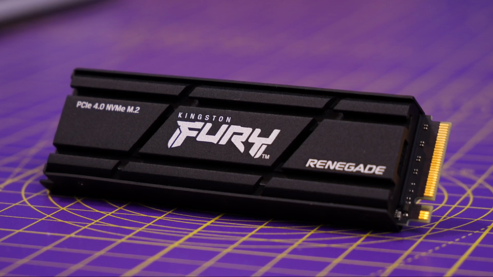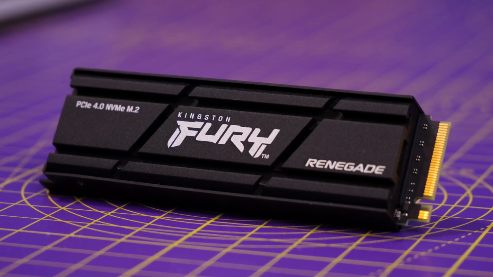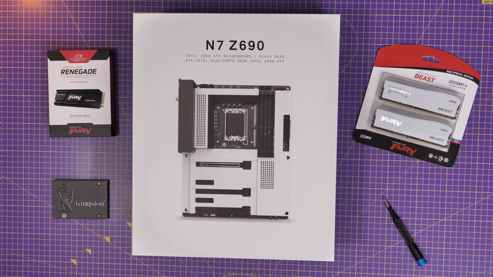This is the Provoked Prawn, and this is the Kingston Fury Renegade, complete with heatsink. And in this video, I'm going to show you how to install the Renegade. And as an example, I'm using the NZXT N7 Z690 motherboard.